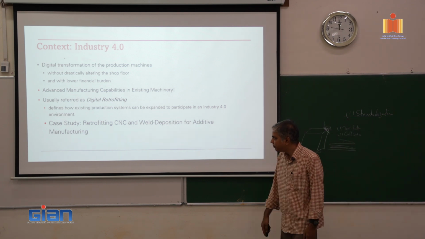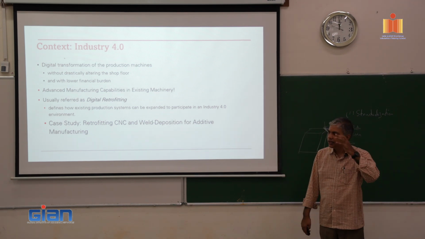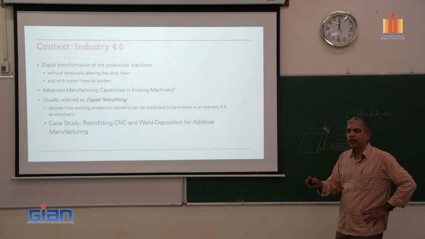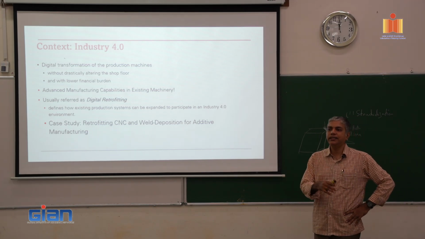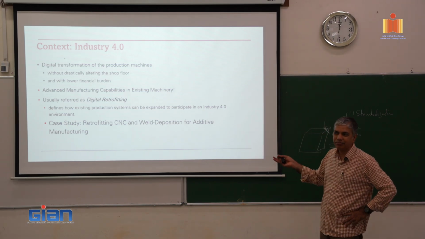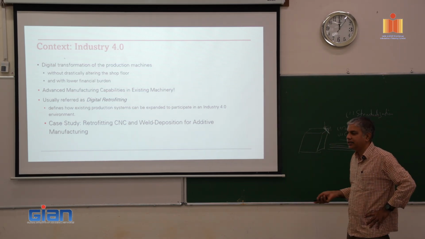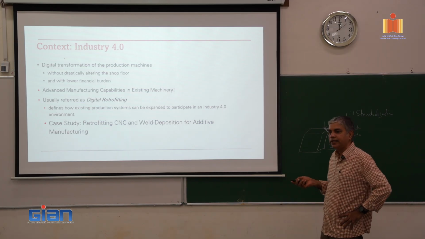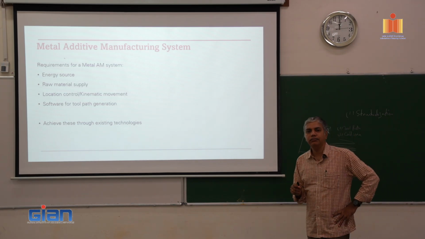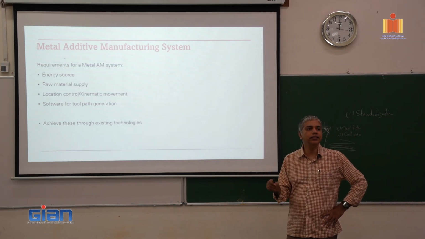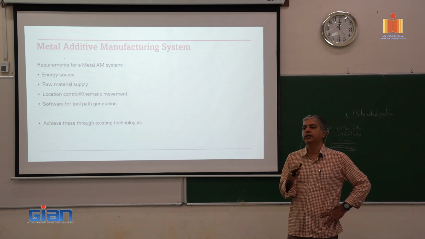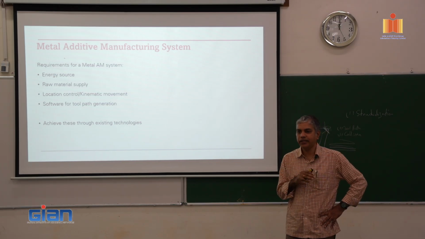One such example is what we have done, the retrofitting of our CNC with welding deposition added. Essentially, a CNC machine is converted into a metal additive manufacturing system also. That is some work we did long back, at least 15 years back. The advantage is that you have an older 3-axis system which you can use as an additive system as well as a removal system. So the same machine can do both additive and subtractive in the same setup.